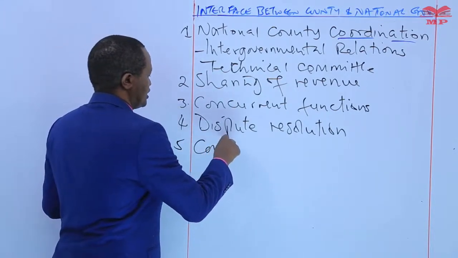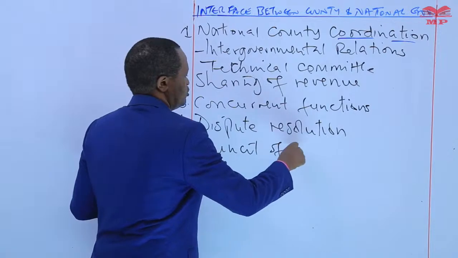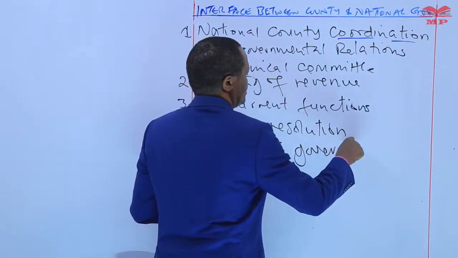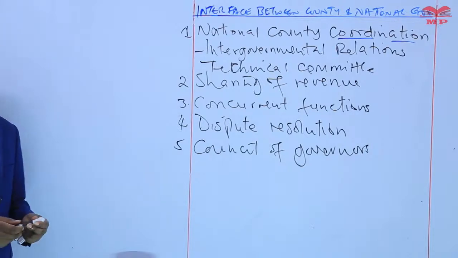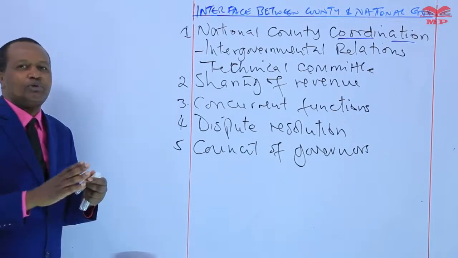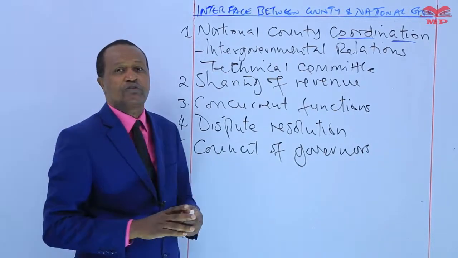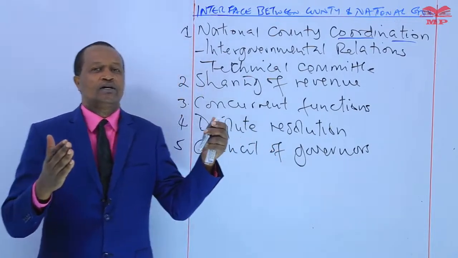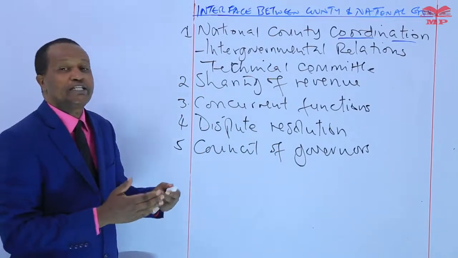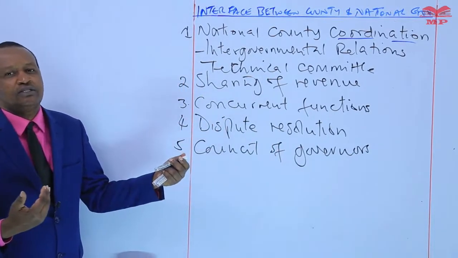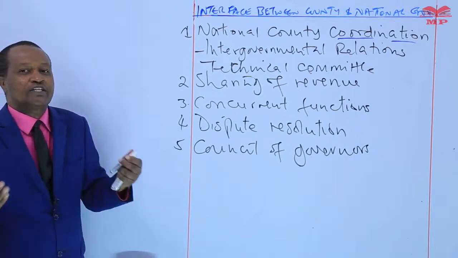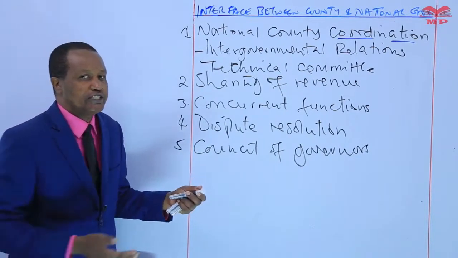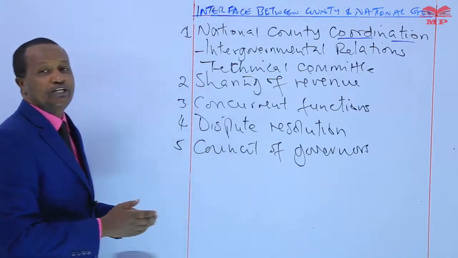Number 5, Council of Governors. The Council of Governors is a body established under the Constitution of Kenya to promote cooperation between the national government and the county governments. The council is made up of the 47 governors, and it is responsible for coordinating the functions of the county governments.